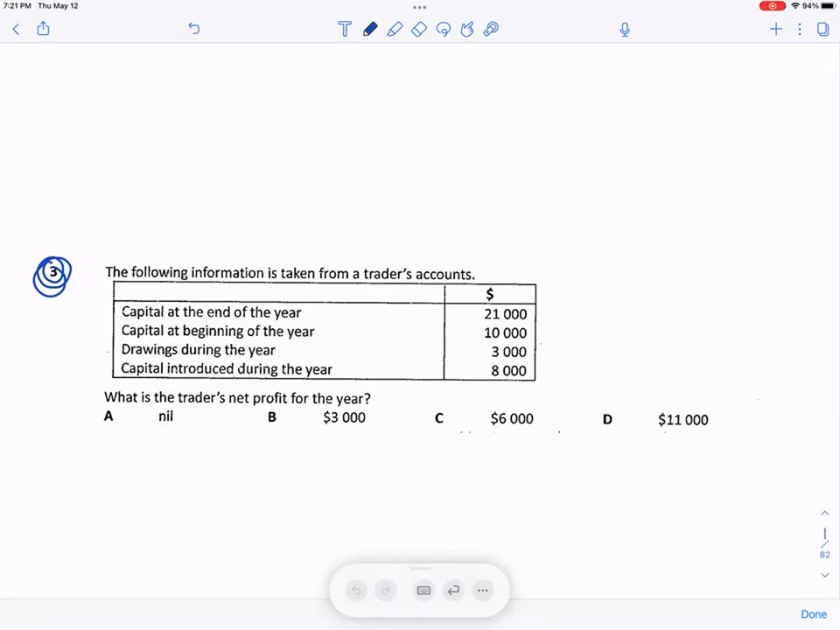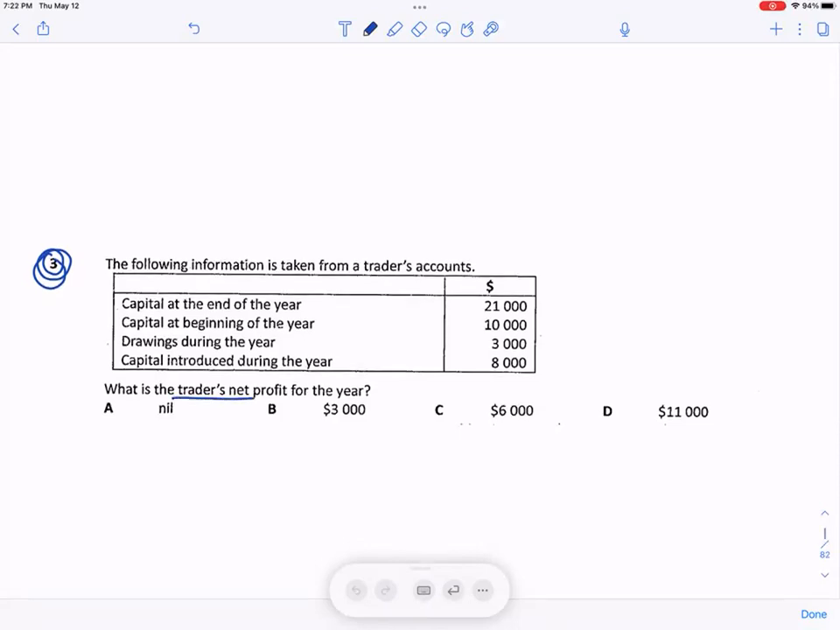Which format should you know to answer this? Income statement. Net profit. Sorry, this is capital. Which format should you know to find out this? Capital account. You should know the capital account.